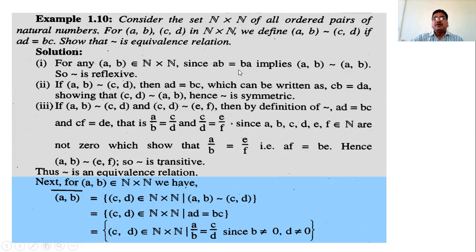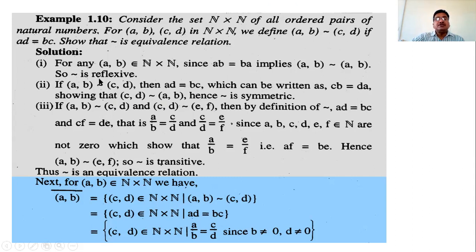Addition is also commutative, because 2 plus 3 and 3 plus 2 are both the same, the answer is 5. Multiplication, 2 into 3 is 6 and 3 into 2 is 6, so multiplication is commutative. But subtraction is not commutative. 2 minus 3 and 3 minus 2 are not the same, because 2 minus 3 is minus 1 and 3 minus 2 is 1. So subtraction is not commutative, while addition and multiplication are commutative. So here A into B is equal to B into A, and therefore (A, B) is related to (A, B).